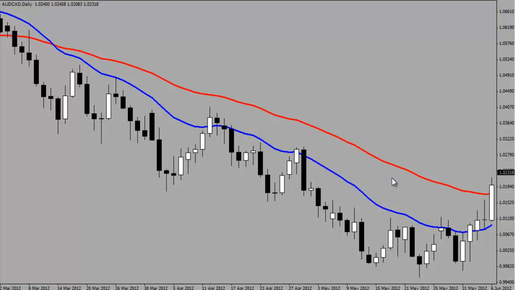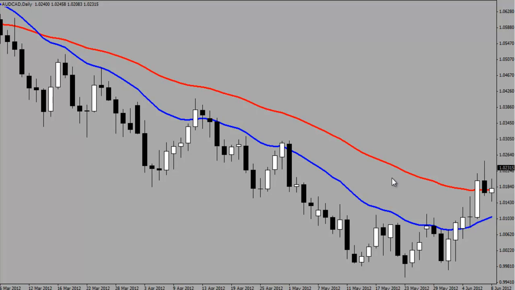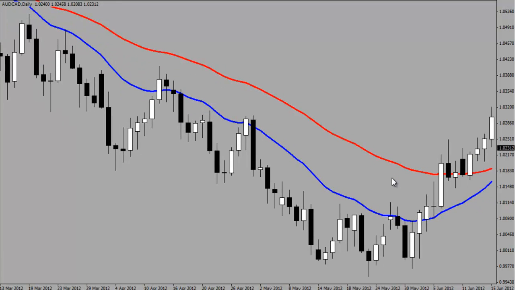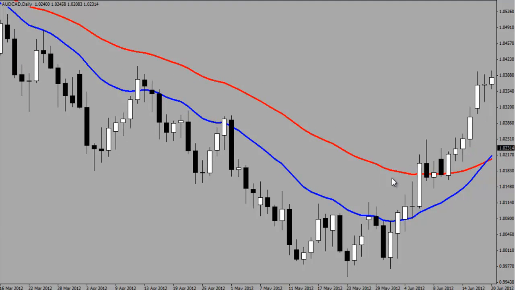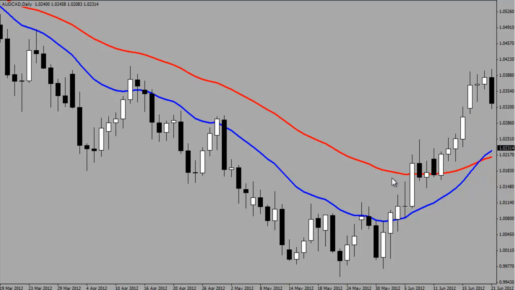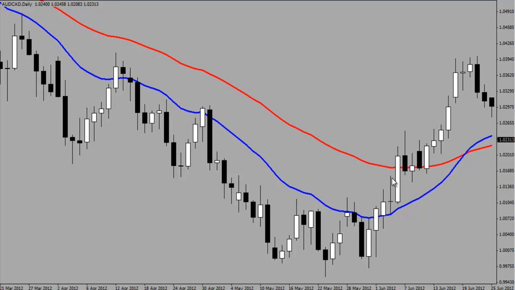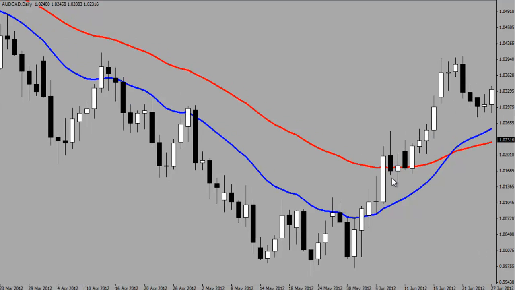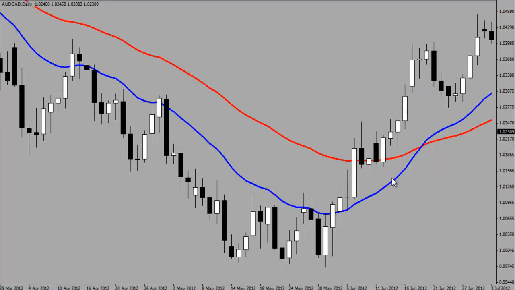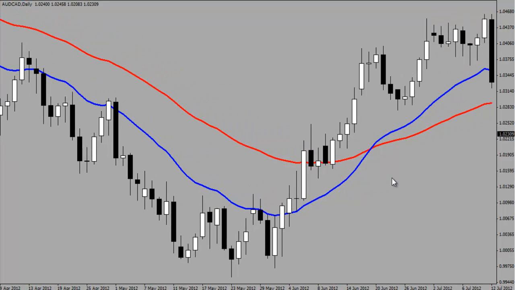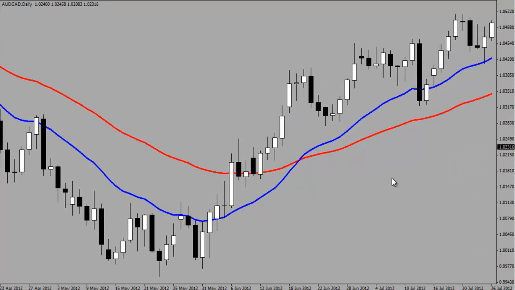If we carry that on now, we can see the trend changes from being a downward trend. Now they've crossed over. The angle of the moving averages is good, the separation of the moving averages is good, and the trend starts to move to the upside.